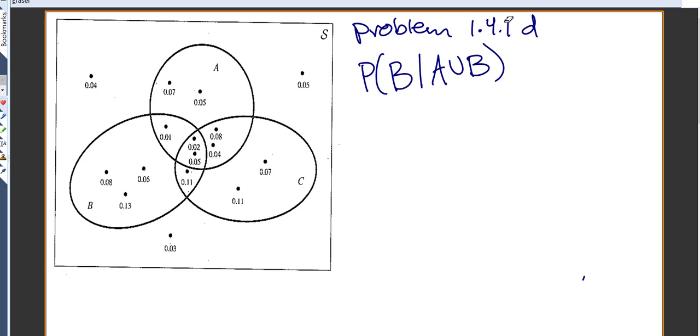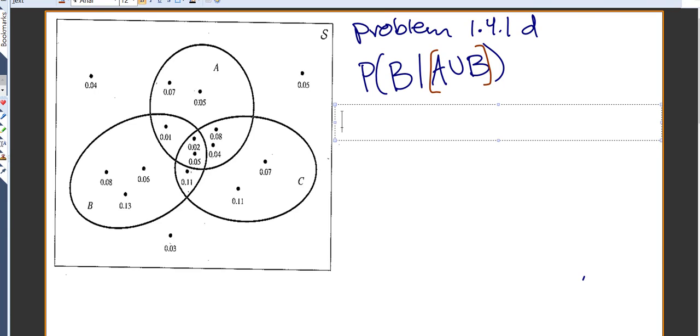This is problem 1.4.1d. We're supposed to find the probability of B given A union B. It doesn't say this specifically, but this A union B is kind of supposed to happen together. So this is saying, what's the probability that B happens if you know that A or B has already happened? I'm going to write that out into words.